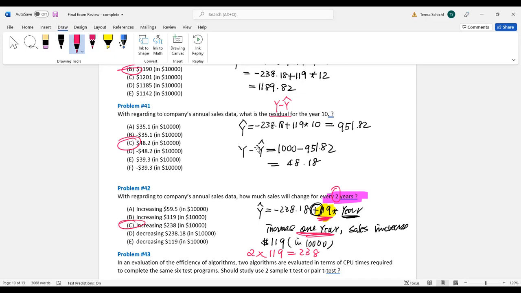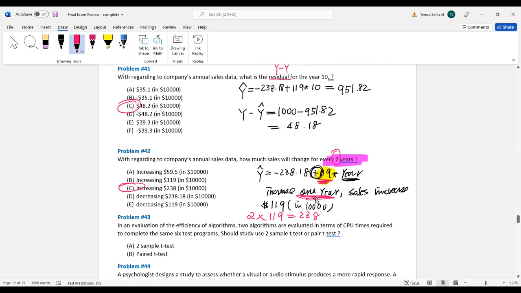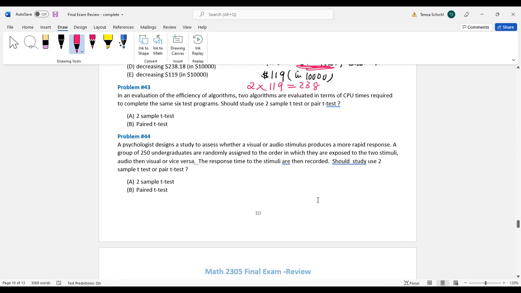So as you can see, the TI-84 calculator also can do the regression. That's pretty cool, right? So we need to know how to do the predictions and how to find the residuals here. Okay, let's take a look at problem number 43. Let's say in an evaluation of the efficiency of the algorithm, 2 algorithms are evaluated in terms of the CPU times required to complete the same 6 test programs. Study whether these are 2 sample t-test or pair t-test.